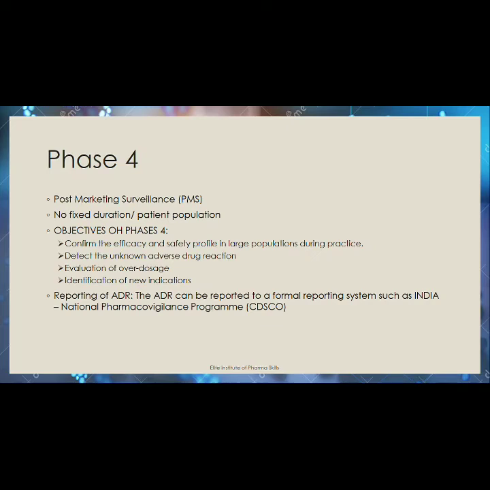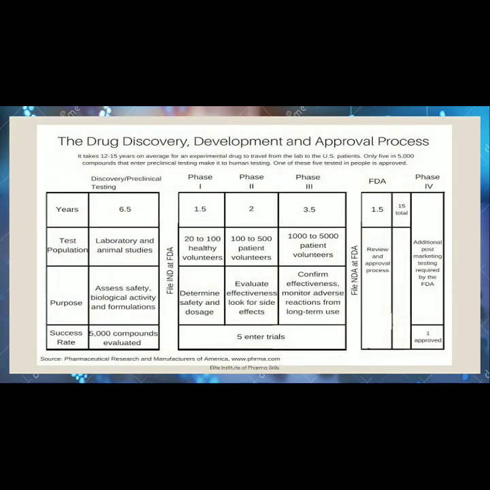Now let's revise all four phases of clinical trial with the help of this tabular chart. Preclinical testing: duration of months or years, 6.5 years. Test population is laboratory or animal studies. The purpose of preclinical testing is safety, whereas in phase 1, duration is 1.5 years, number of subjects 20 to 100. Purpose: determine safety and dosage.